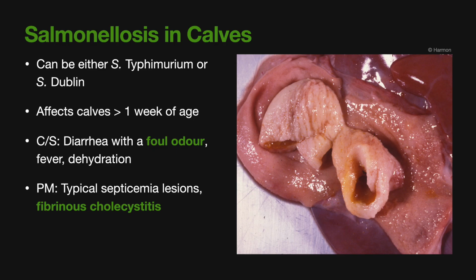One unique presentation of Salmonella septicemia in cattle is fibrinous cholecystitis, where the gallbladder develops a pseudomembrane similar to what is seen in the intestine.